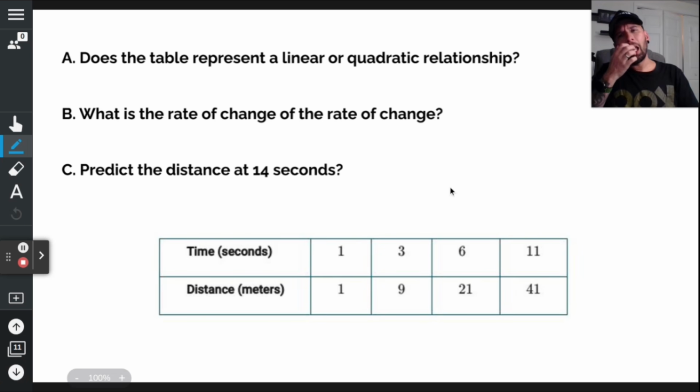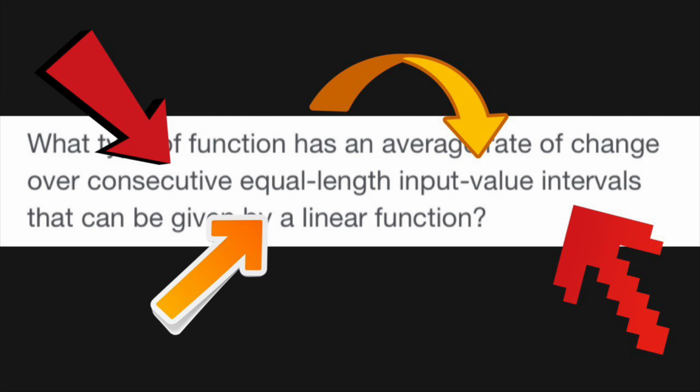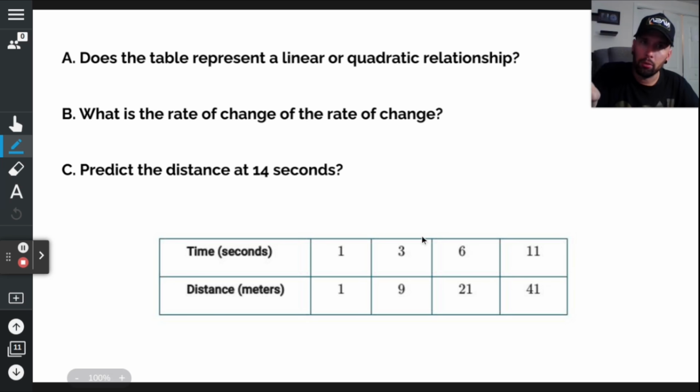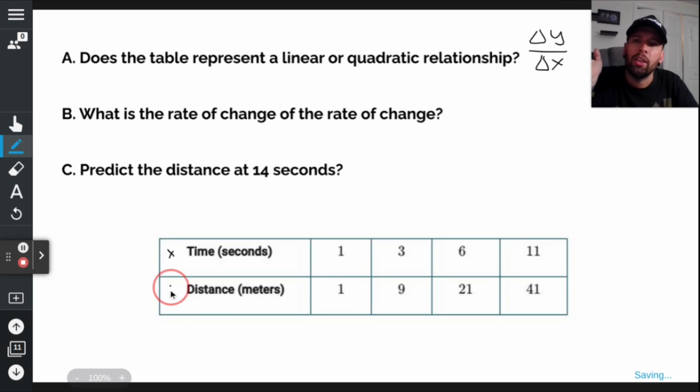Does the table represent a linear or quadratic relationship? For the first time, these numbers don't go up by the same number. This is not consecutive input values with equal intervals. So I can't use the bunny hops to see if the numbers are the same. This is what I can do, though. Remember that slope is found by the change in y values over the change in x values. This would be an x value. This would be a y value.